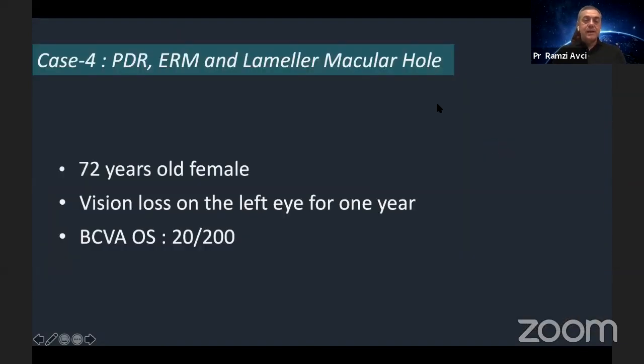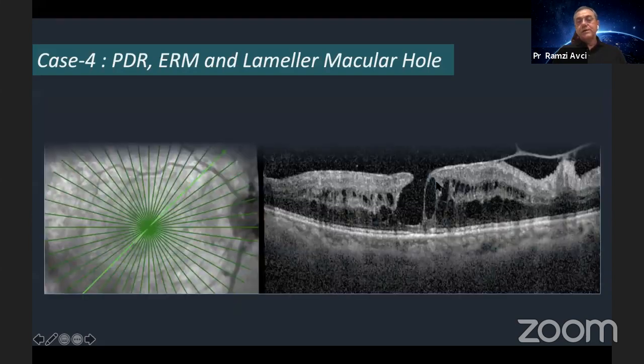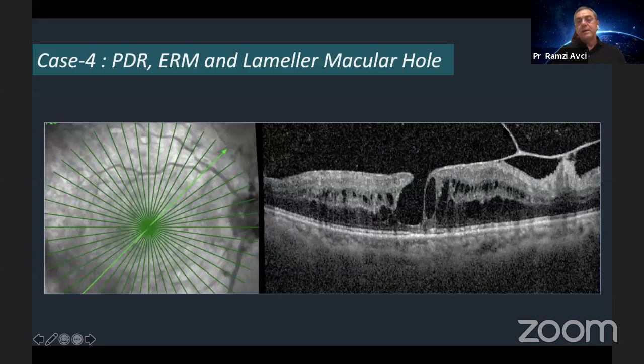So this is my last case. I applied this surgery in a lamellar macular hole also. This is a diabetic patient with a retinal membrane and a lamellar macular hole, and loss of vision for almost 1 year, 20/200 vision. On OCT, you can see chronic macular edema, retinal membrane and traction, also a large cyst and a lamellar macular hole on the macular area.